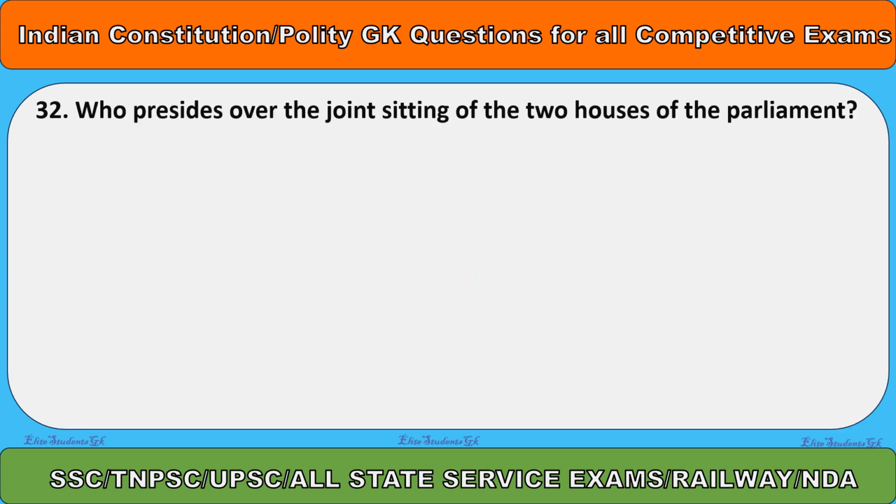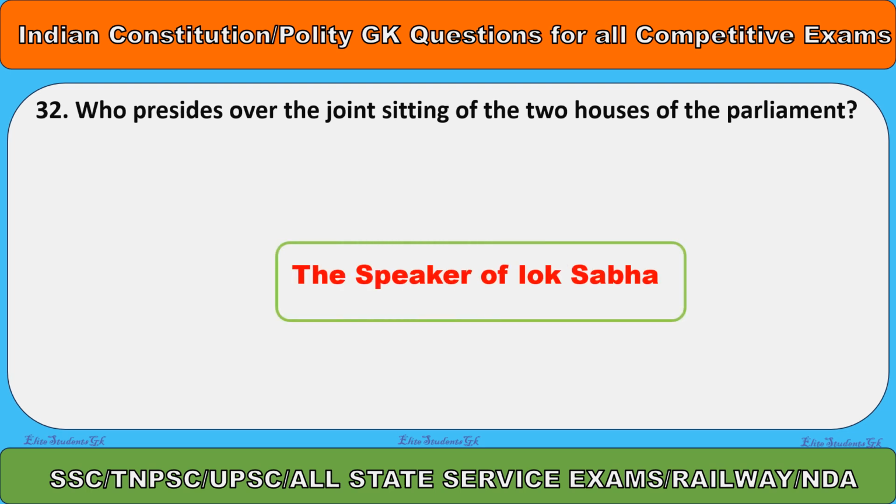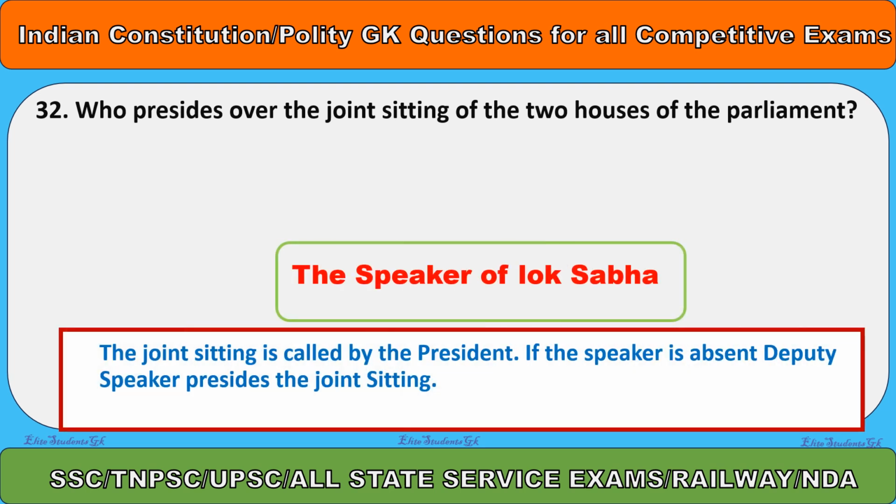Who presides over the joint sitting of the two houses of the Parliament? The Speaker of Lok Sabha. The joint sitting is called by the President. If the Speaker is absent, the Deputy Speaker presides over the joint sitting.